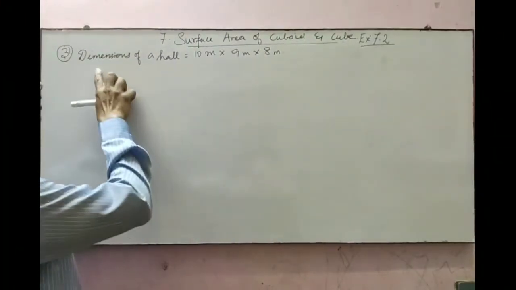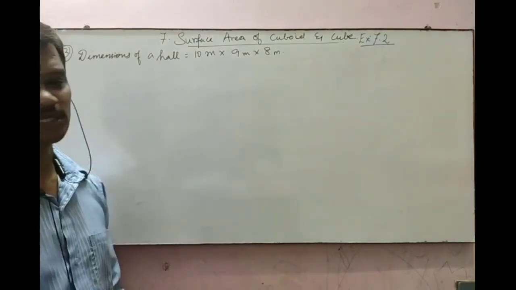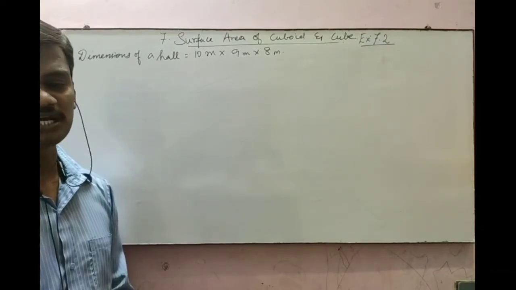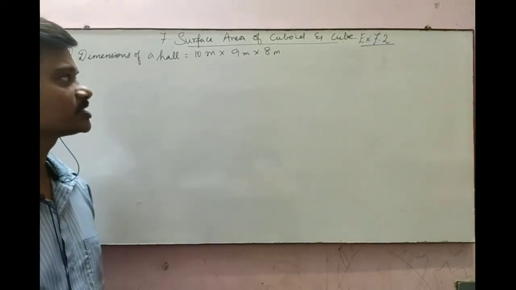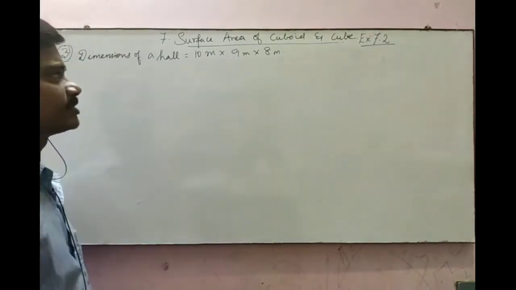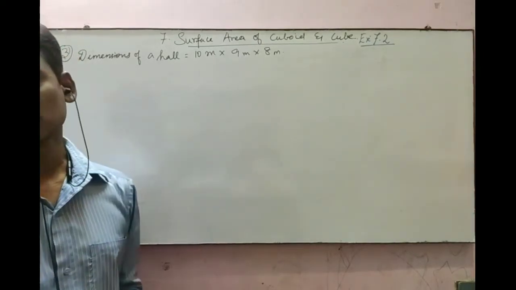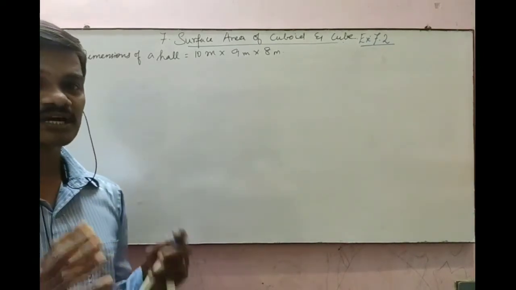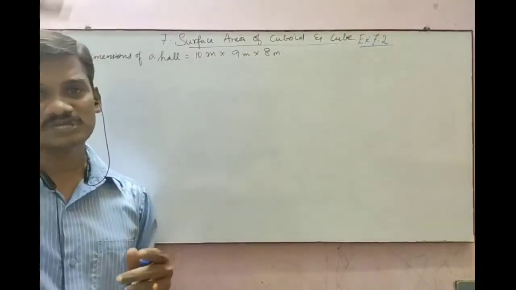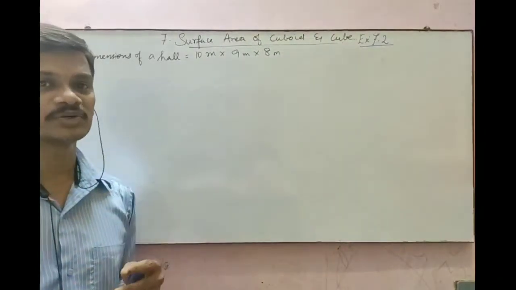Next, in the third sum, the dimensions of a hall are 10 meter by 9 meter by 8 meter. Find the cost of whitewashing the walls and ceiling at the rate of rupees 8.50 per meter square. Here all the dimensions are in meter, so no need to change anything. But look at the question. They ask you to find the cost of whitewashing the 4 walls as well as the ceiling, not the floor. So what do we have to find out?